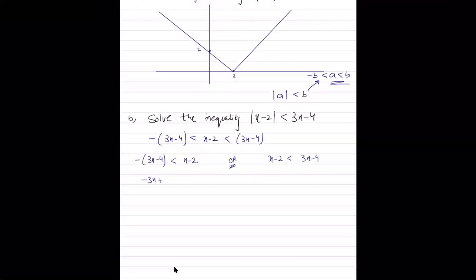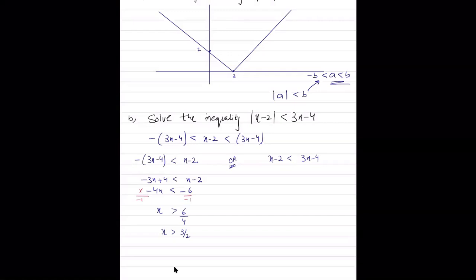Minus 3x plus 4 less than x minus 2. Minus 4x less than minus 6. Do you know this rule that whenever you multiply or divide by a negative term, the sign is going to be flipped? Yes, sir. So this is going to be x greater than 6 upon 4, which is 3 upon 2.